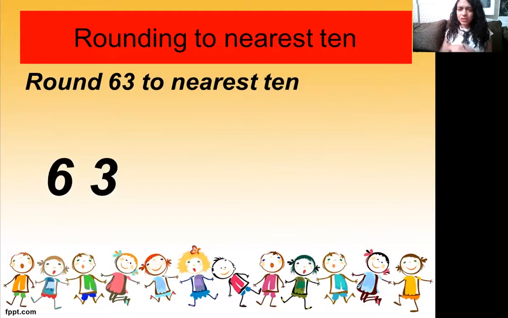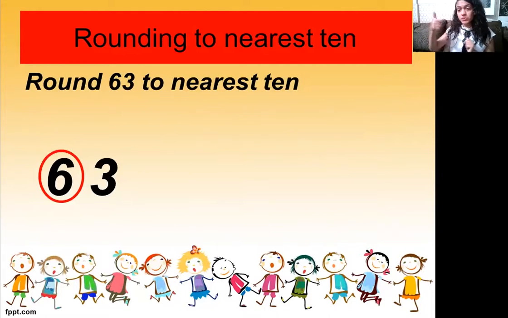So let's use the rule together. First, I'm writing the number, like I just did with you. Now I will circle the tens place. Where's the tens place here? Is it 3 or 6? Very good. It's 6. What about the 3? 3 is the unit place.